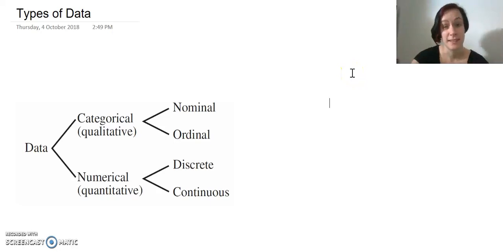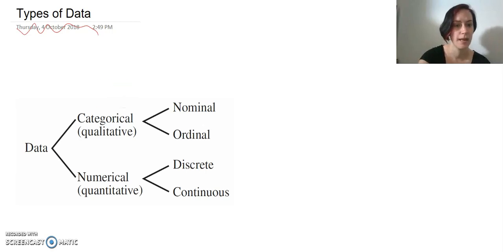In this unit, we're looking at statistics. So we're talking about, firstly, types of data. Now, data is just information that you would collect on a certain topic. There's different kinds of data that you can collect. So we've got two main types. Number one is categorical, and number two is numerical.